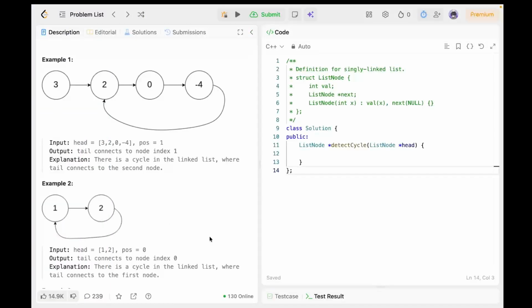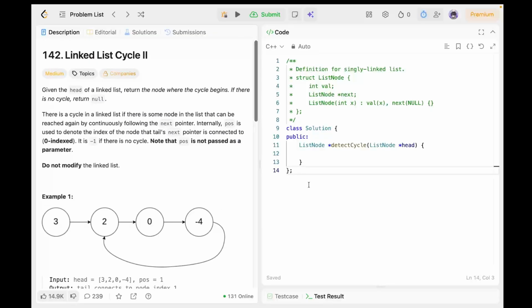So let's move to the code, and this is where I can show you how this code is working. First we will create two nodes, slow and fast. My slow will be pointing to the head, and same for my fast. My fast will be pointing to the head. I'm solving in C++ first, then I will move to the Java solution later.